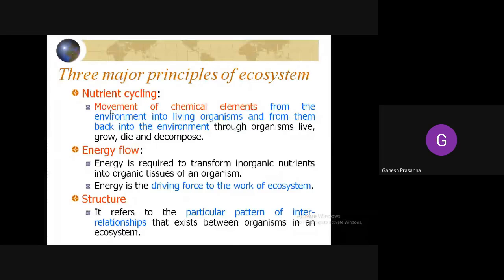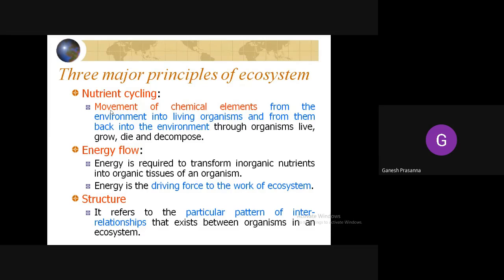So next is the energy flow. Energy is required to transform inorganic nutrients into organic tissues of an organism. See, there are a lot of inorganic nutrients like calcium, magnesium, sodium, potassium, iron, manganese, zinc. All these are inorganic nutrients. So human beings consume them, and those inorganic nutrients are being converted into organic matter. That is the capacity of the organism. That is done in the tissues.